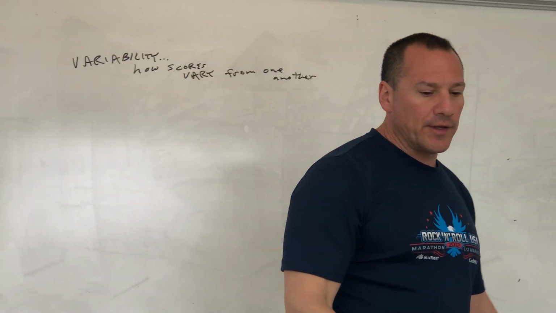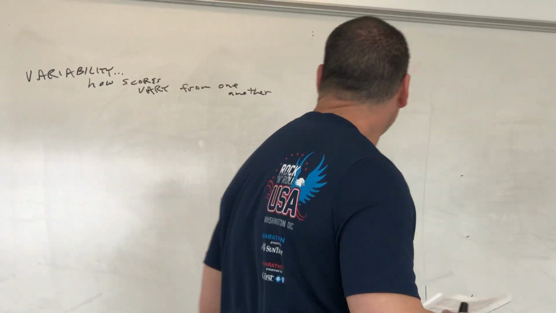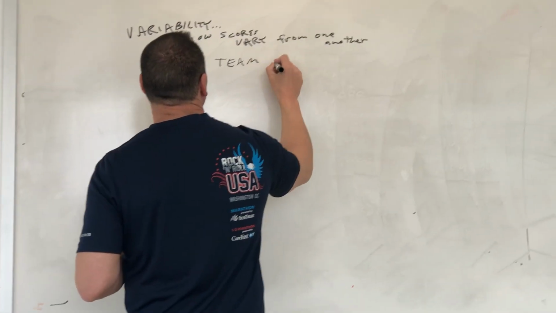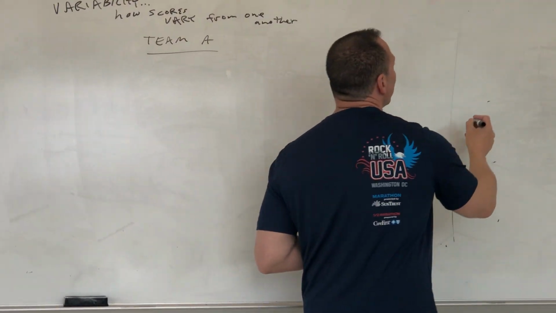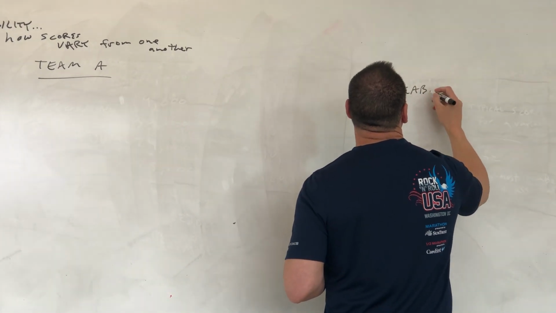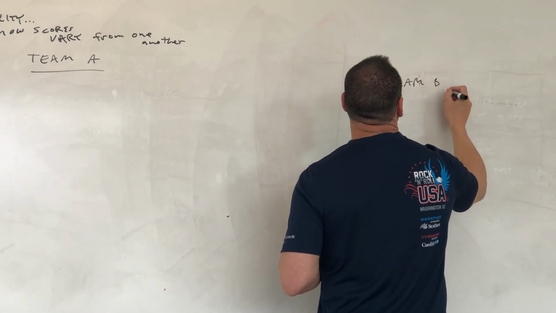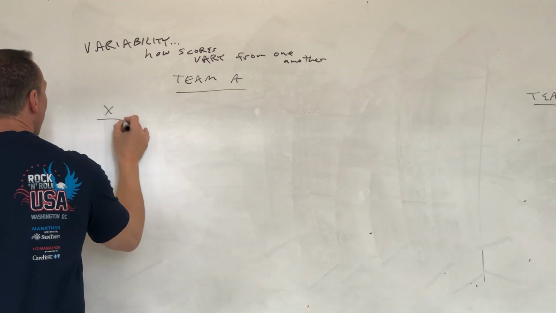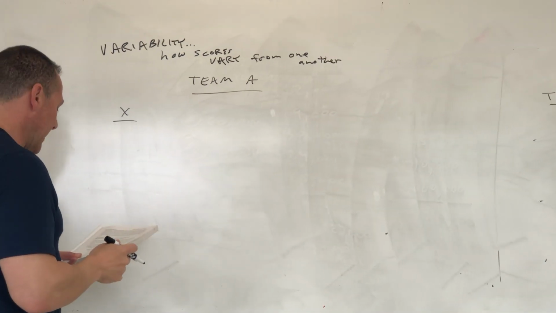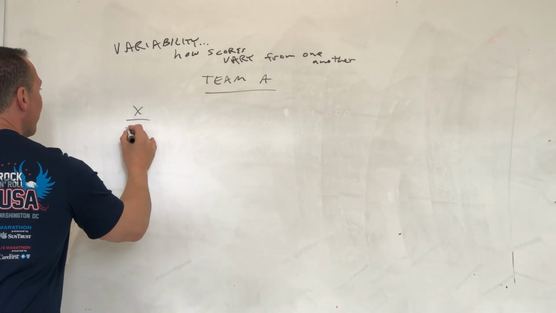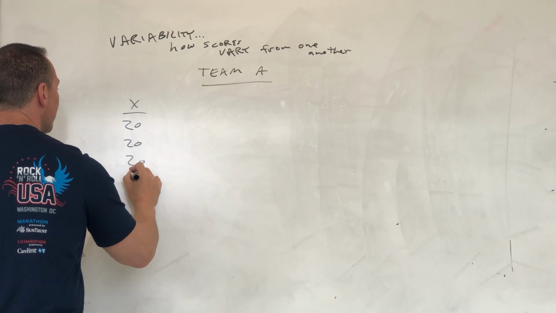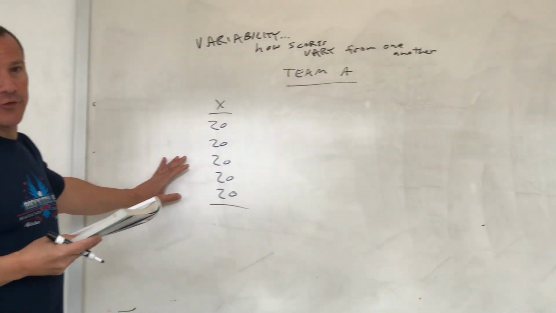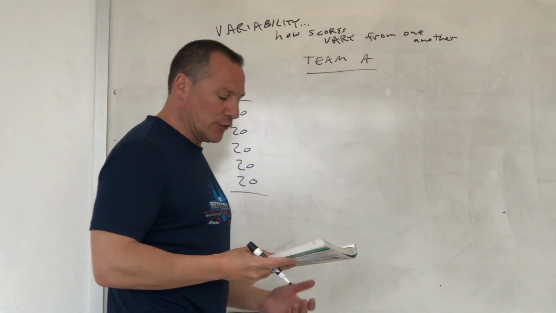Okay, so here's an example. We've got a basketball game, and we've got team A and team B. They each have five players, and on team A, everyone scored 20 points. Sums to 100. The game ended in a tie. It was 100 to 100.